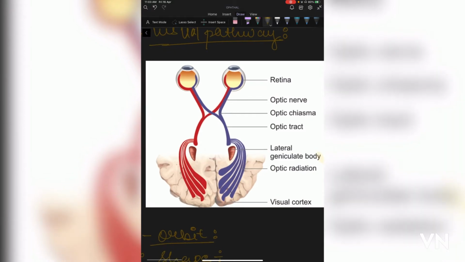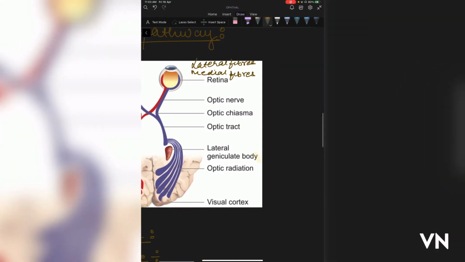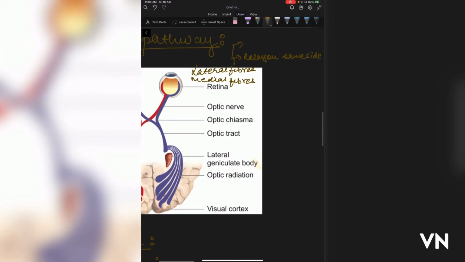The takeaway point is that there are two fibers which come. One is your lateral fibers, and the other ones are your medial fibers. Now, what do we mean when we say lateral fibers and medial fibers? Why should we know? Because lateral fibers relay on the same side. What this means is, if lateral fibers are coming from the right eye, they go to the right side of the brain. But if they're coming from the left eye, they will go to the left side.